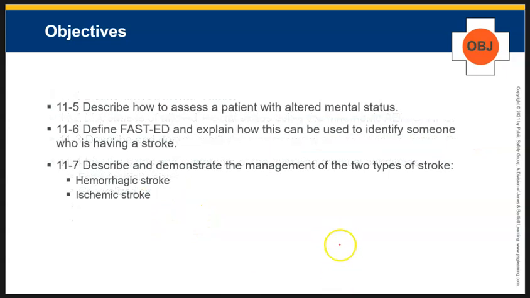We'll also talk specifically about the assessment of someone with AMS in the case of having a stroke and distinguish between the two types of stroke, hemorrhagic and ischemic.